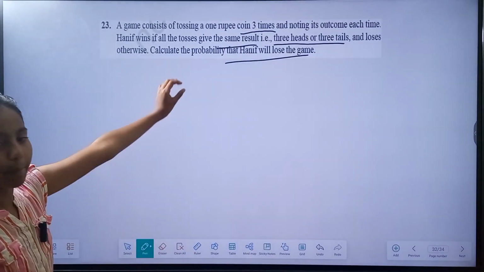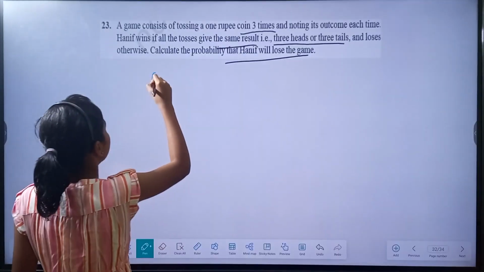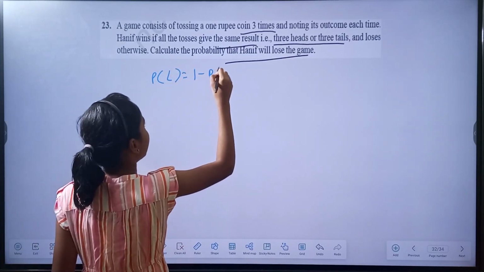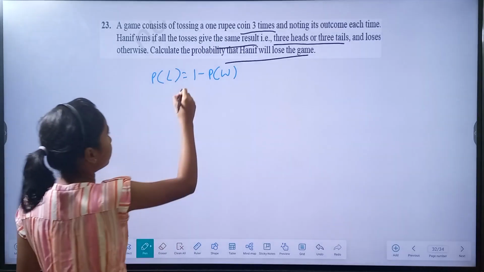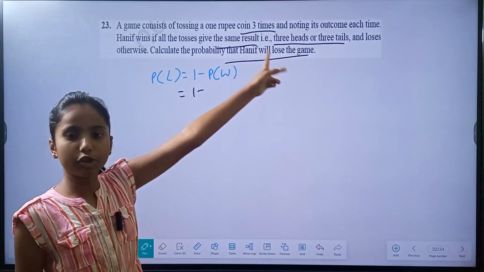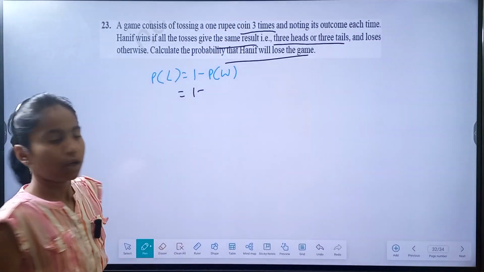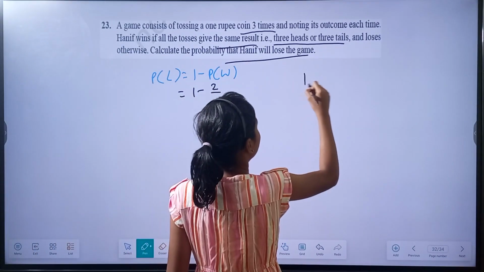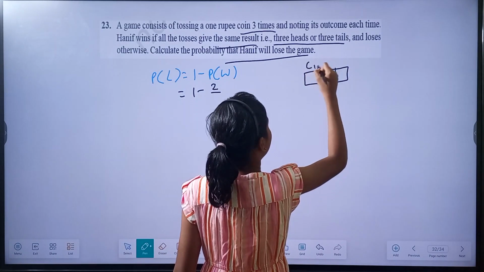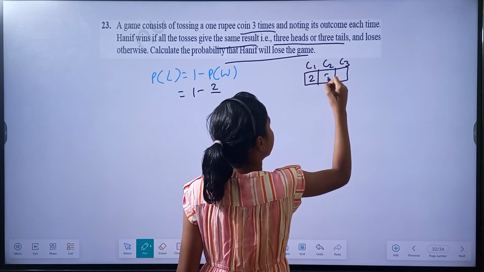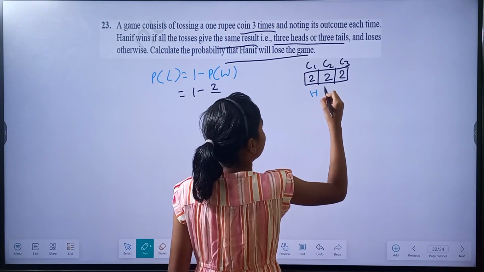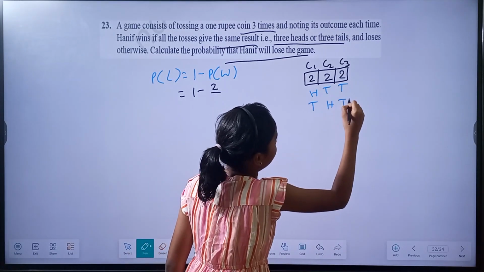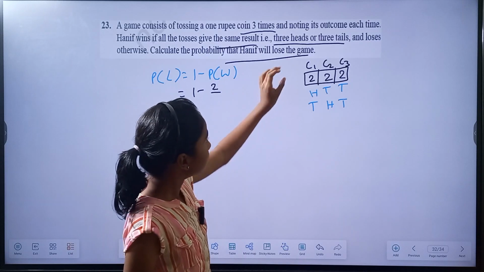So for this, we can do the complementary counting. P of losing the game equal to 1 minus P of winning the game. P of winning the game has only 2 possibilities, all three heads or all three tails, which is 2 divided by the total outcomes. We have 3 coins, C1, C2 and C3. For this 2, for this 2 and this also 2. And if we got head, tail, tail, and the other one is tail, head, tail, these both are different ones.